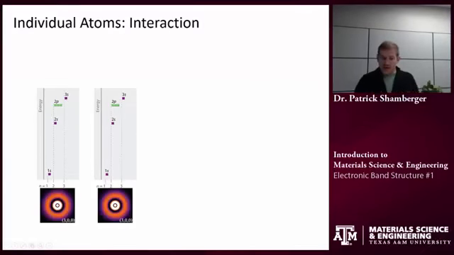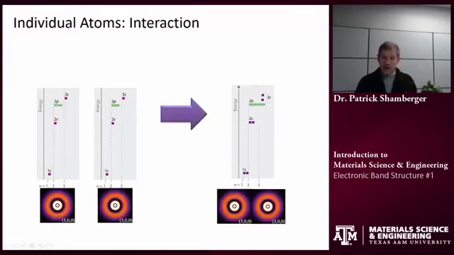So let's think about the case of two individual sodium atoms. They have 1s, 2s, 2p, and 3s orbitals. If they're far apart, they each have their own discrete energy levels, and electrons can fill any of these energy levels. In the sodium atom, we have 2 electrons in the 1s, 2 in the 2s, 6 in the 2p, and 1 in each of the 3s orbitals.